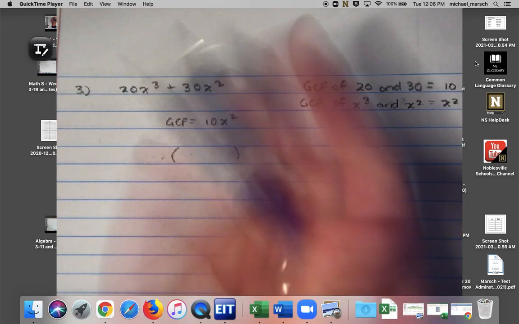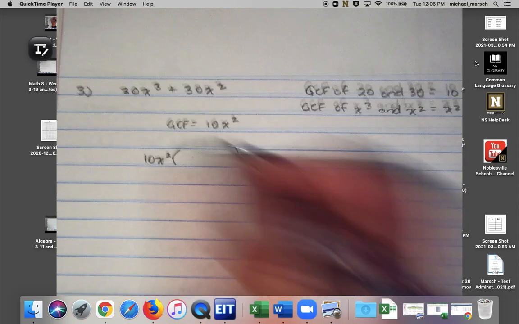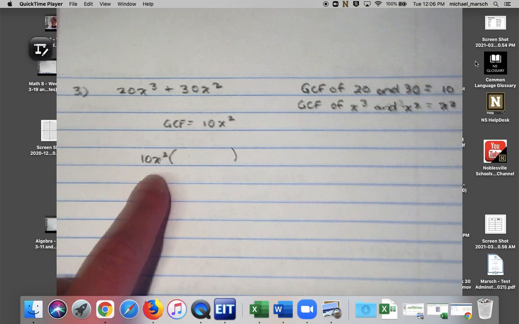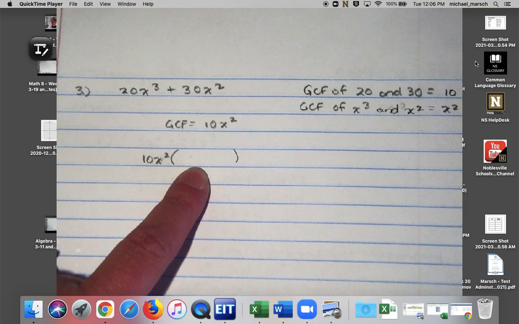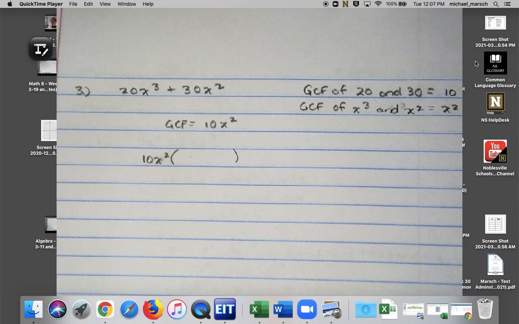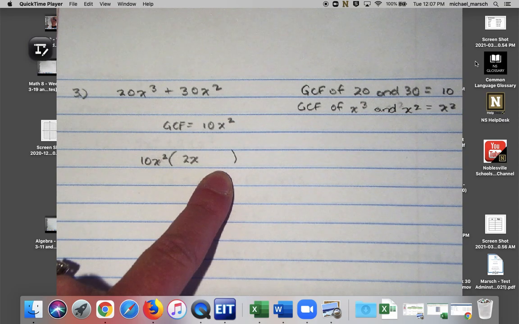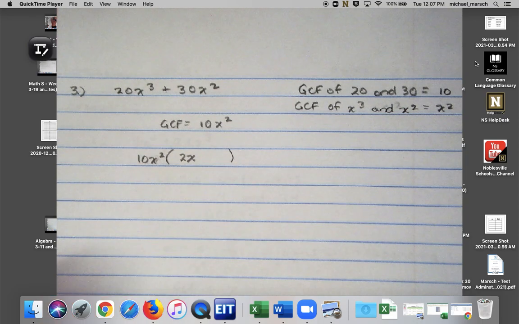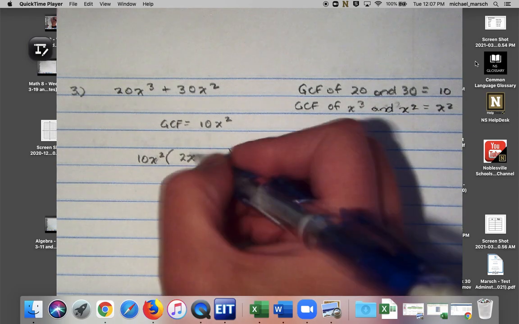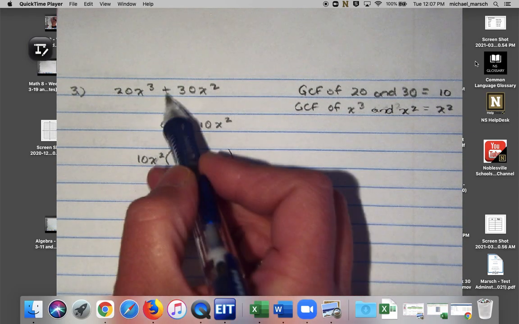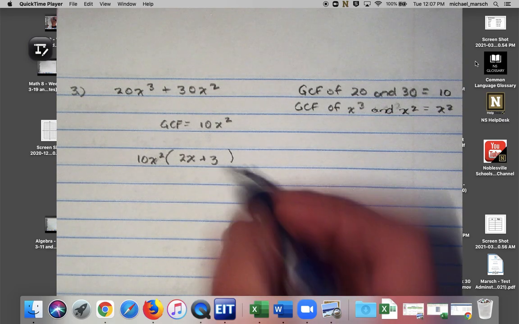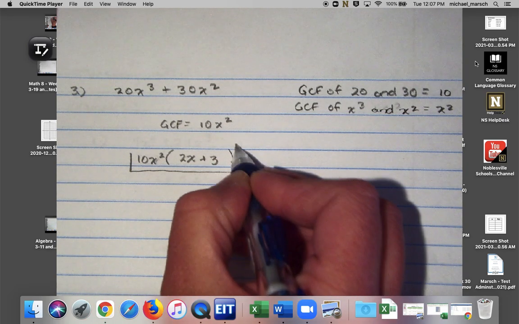So then, Katie, I want you to walk me through this one. What do I have to multiply 10x squared by to make 20x to the third? 2x. Perfect. And then what do I need to multiply 10x squared by to make 30x squared? 3. Yep. And this is plus because this is a positive here. If this was negative, then that would be a negative. And there's my answer.